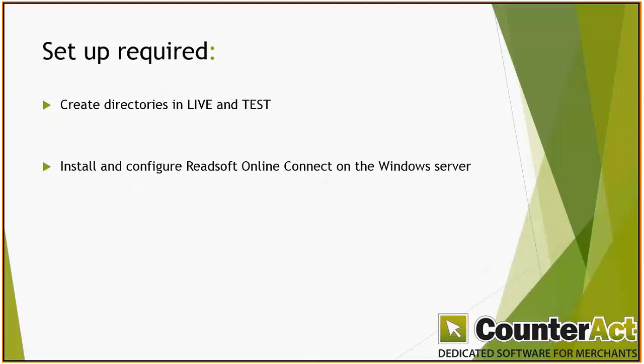The actual ReadSoft Online Connect program needs to be installed onto your Windows server and configured. Usually this is done via a screen share, so we request for you to give us access for us to set up a test environment. Then when you're ready to switch over to live, we'll need access a second time to switch all the settings over to the live system for you.